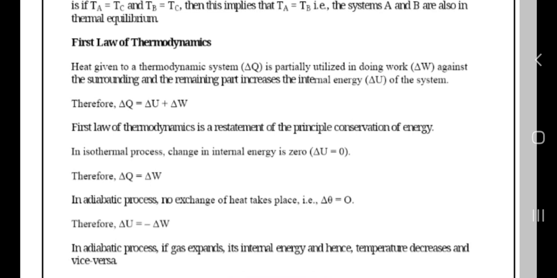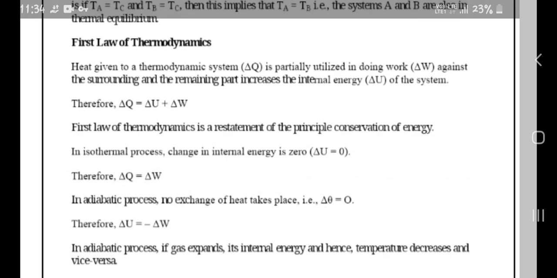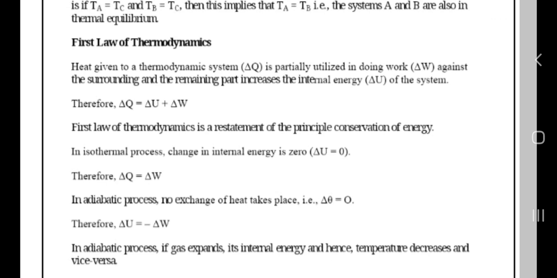Next is the first law of thermodynamics. Heat given to a thermodynamic system is partly utilized in doing work against the surroundings, and the remaining part increases the internal energy, delta U, of the system. So delta Q is equal to delta U plus delta W. In an adiabatic process delta Q is equal to 0, therefore delta U is equal to minus delta W.